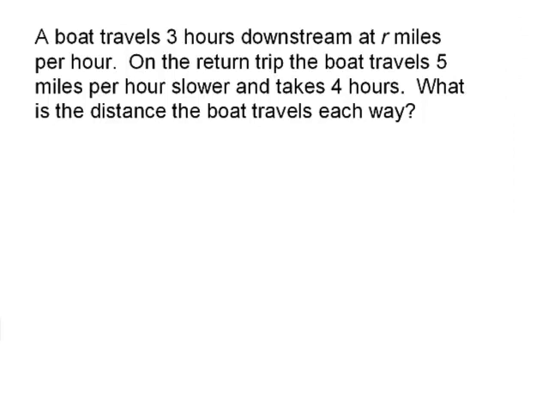Well, let's take a look at the information given here. We have the time the boat takes to travel downstream, and then its rate during that trip. The rate is the speed. Then on the return trip, we have the rate and the amount of time it takes. And we're asked what is the distance the boat travels each way.